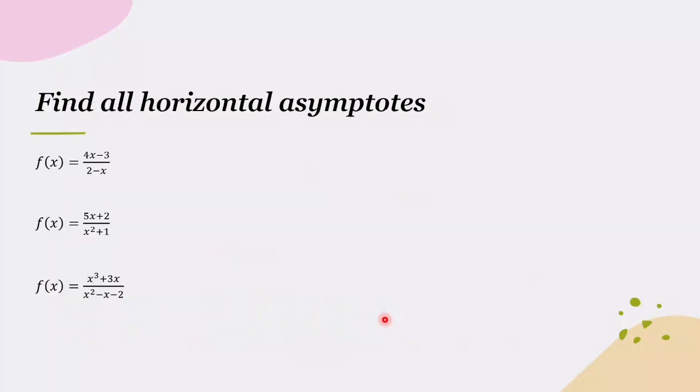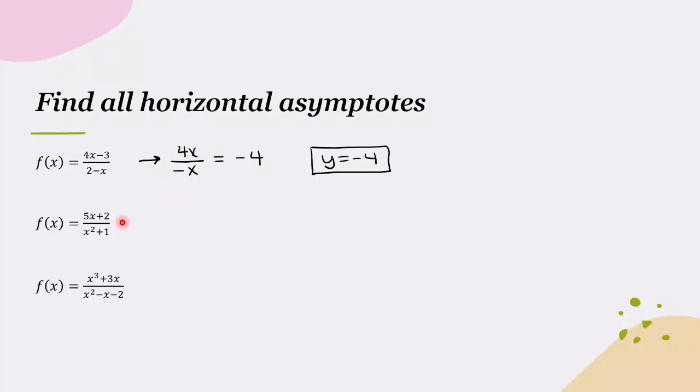All right, let's see if we can put this together and do some examples. Find all horizontal asymptotes. So my first example, 4x minus 3 over 2 minus x. This is the second situation where the degree of the top and the degree of the bottom is the same. So if I look at those leading terms, largest power of x, 4x divided by negative x simplifies down to negative 4. That means y equals negative 4 is my horizontal asymptote.